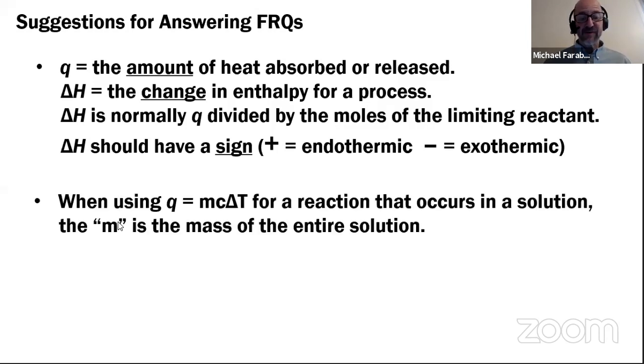If you're doing a calorimetry calculation involving MC delta T and you have a solution, then the M is not just the mass of the solute or the solvent, but rather the mass of the entire solution. That is a common mistake that students will make. And normally the specific heat capacity is for the entire solution that's given in the problem.